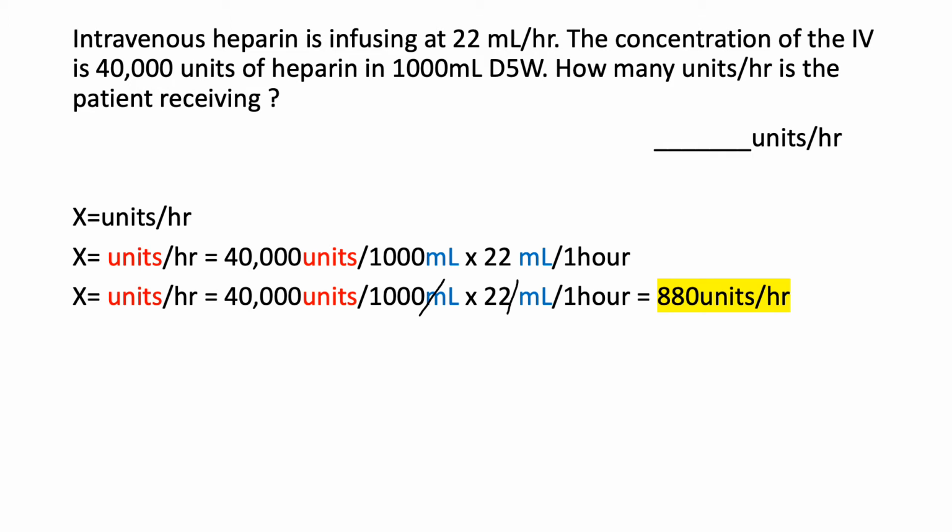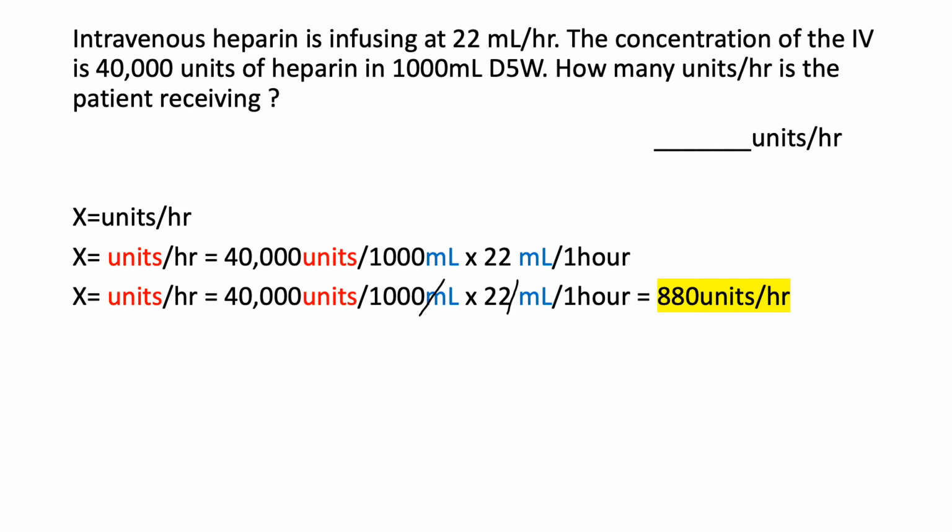I have an intravenous heparin drip infusing at 22 mLs per hour, and the concentration of the IV is 40,000 units in 1,000 mLs of D5W. So in my bag, I have 40,000 units of heparin in 1,000 mLs of D5W. How many units per hour is the patient receiving?